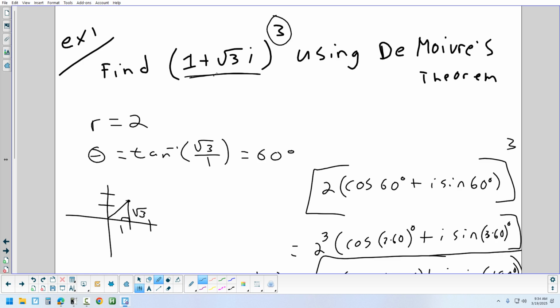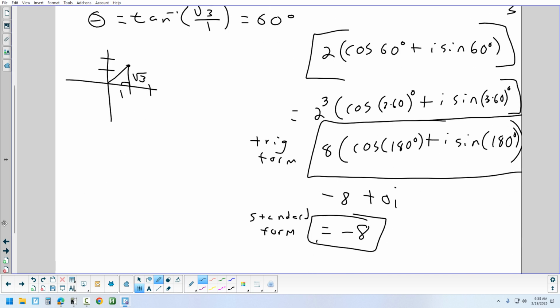When you take a root, there's always as many answers as the index. So if you're doing cube root, there's 3 answers. If you're doing 5th root, there's 5. Square root, 2. We hadn't talked about how to do that root, like how would you go backwards and get that? We don't know that yet, but I'm going to show you.